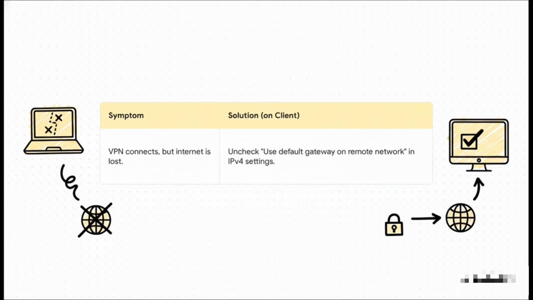The fix is super simple. On your laptop, just go into the VPN's properties and uncheck the box that says "Use Default Gateway on Remote Network." This just tells your laptop, "Hey, only send the home network stuff through the tunnel. For regular web browsing, just use the Wi-Fi I'm on right now." And just like that, problem solved.